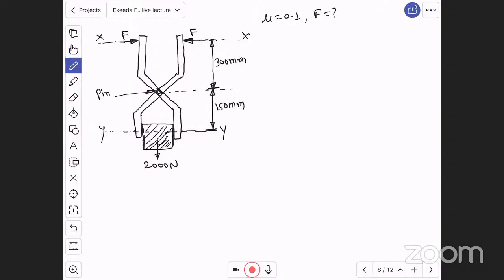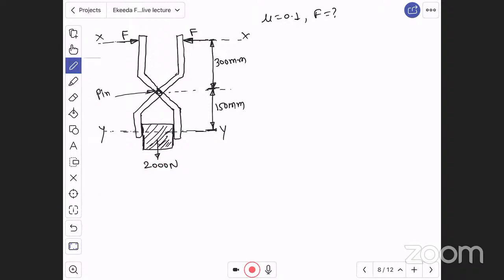Let us concentrate on this weight. See, because of its weight of 2000 Newton, the block is trying to move in the downward direction. Definitely, the block is trying to move downward because of weight 2000 Newton. Let us draw the free body diagram of this block.